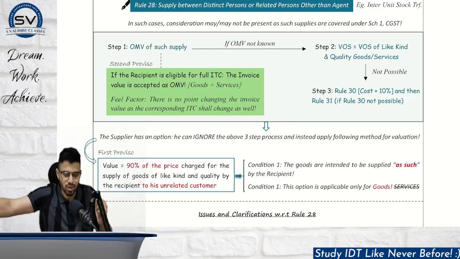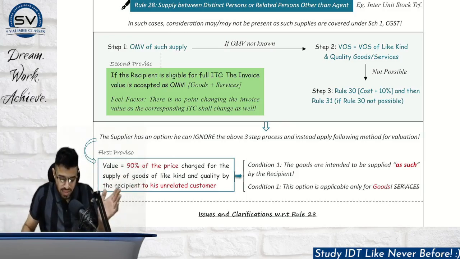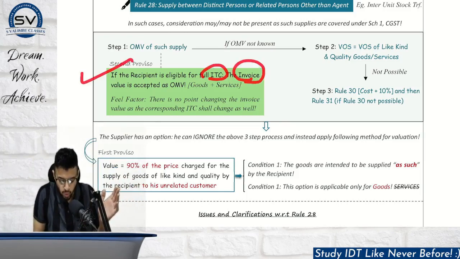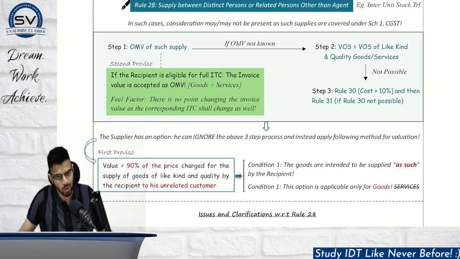Earlier he was taking ITC on 3,000. Now he is taking ITC on 10,000. So net impact is zero for the government. So government says that if the recipient is eligible for full ITC, invoice value shall be accepted as the open market value. We will not dispute it. I hope this is clear.